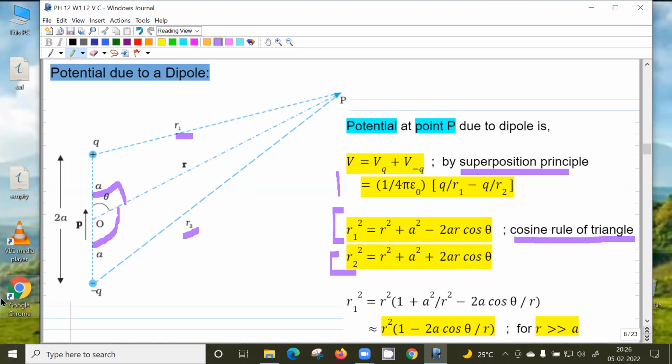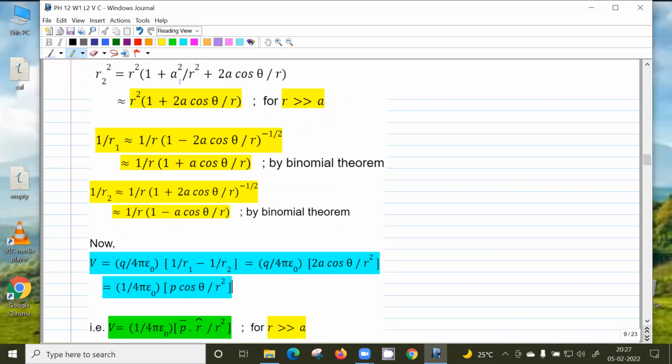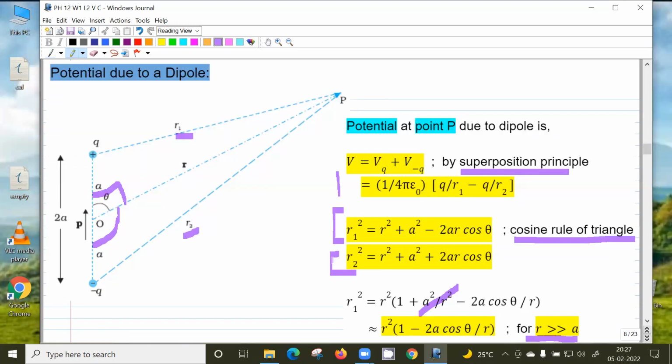For this dipole, the approximation is that A is very, very small compared to this distance. So R1 square I can write like this, where you can take R square outside. Is this step clear? Once I make that approximation, this term I can neglect because A is very, very small compared to R, so A square is smaller compared to A. This is the approximation. Similarly for R2 square, this term I can neglect, and the only difference is that the plus will be here, there will be minus.